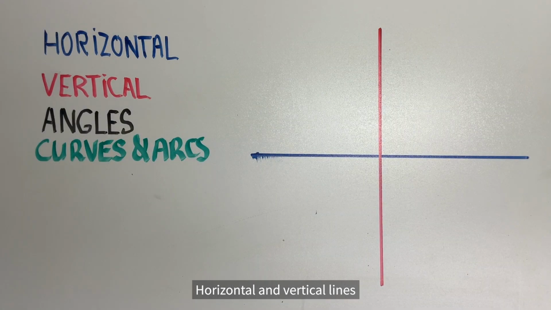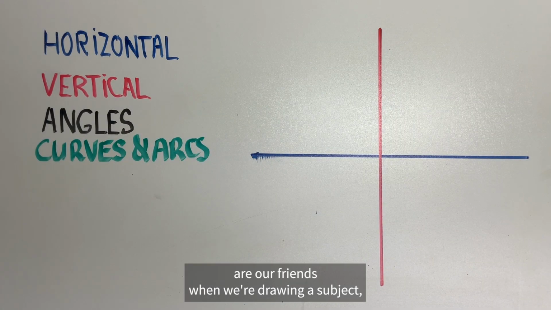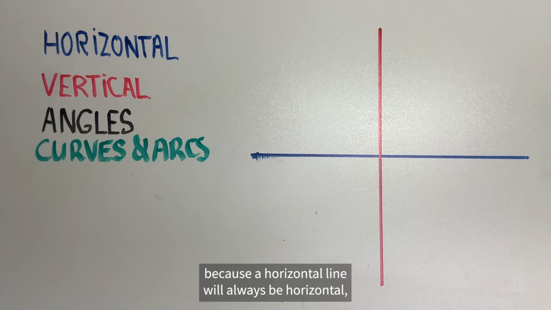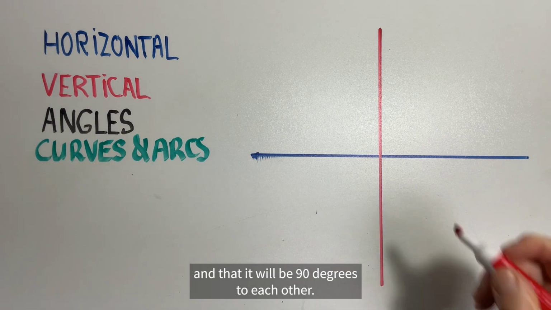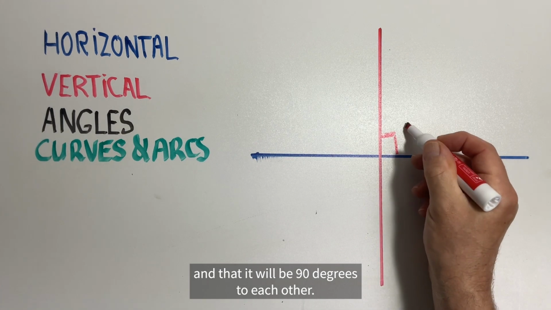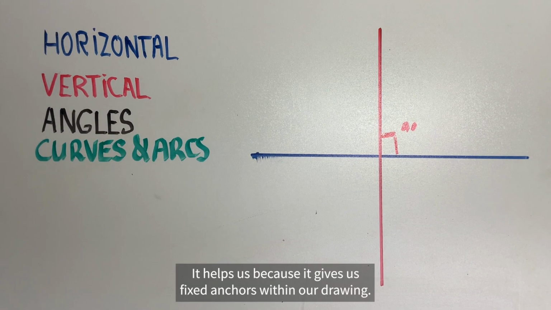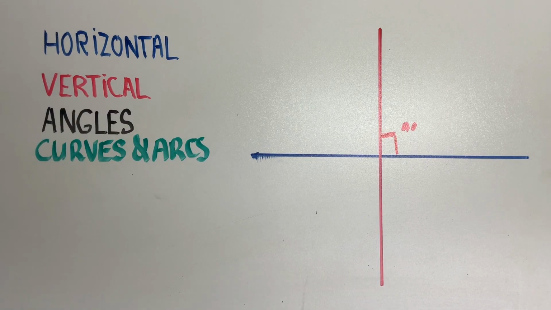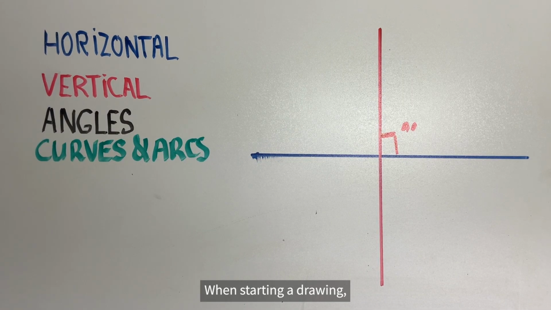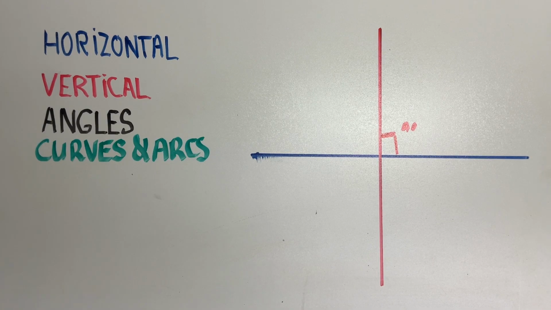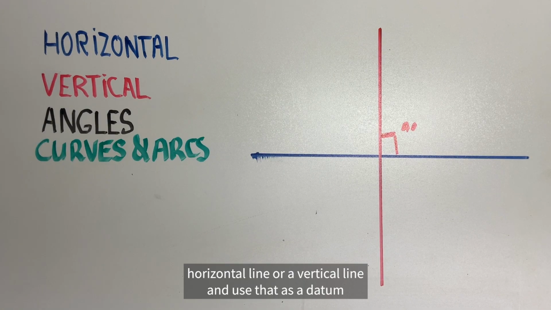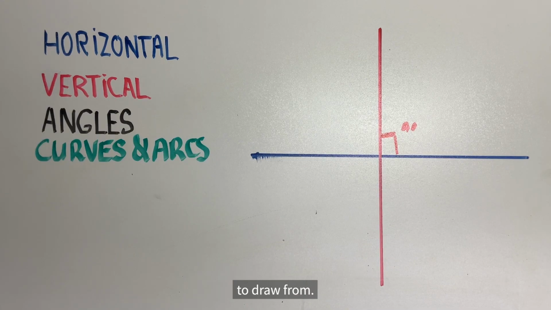Horizontal and vertical lines are our friends when we're drawing a subject, because a horizontal line will always be horizontal and a vertical line will always be vertical, in that they will be 90 degrees to each other. It helps us because it gives us fixed anchors within our drawing. When starting a drawing, I always start with something simple. Identify a horizontal line or a vertical line and use that as a datum to draw from.